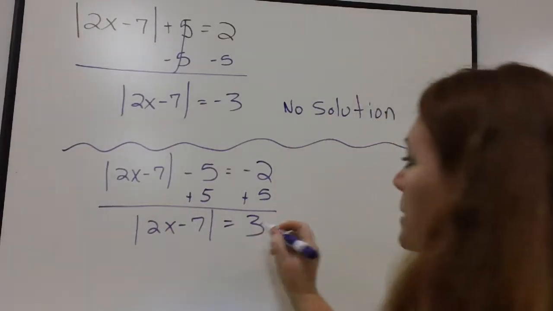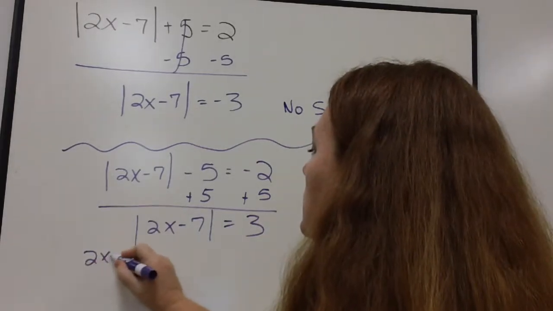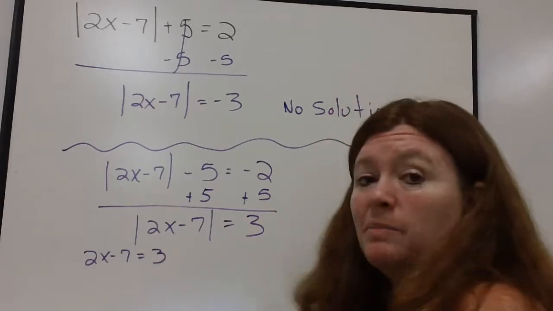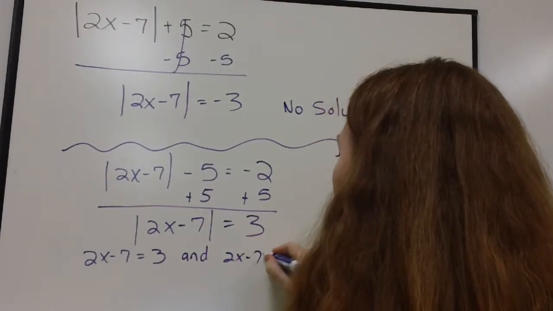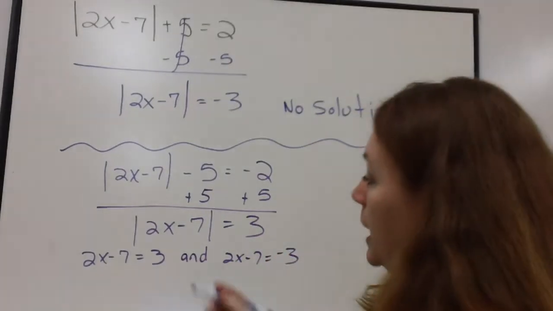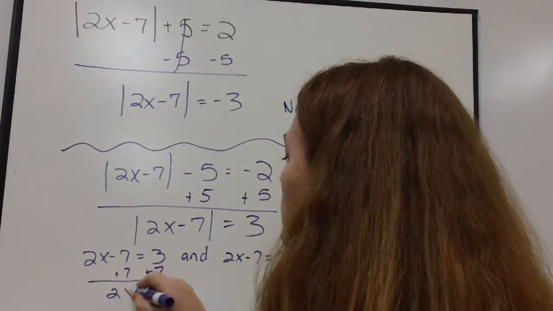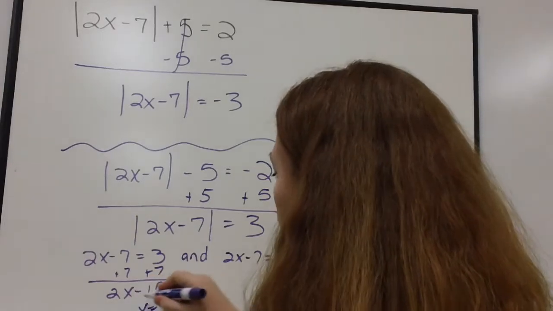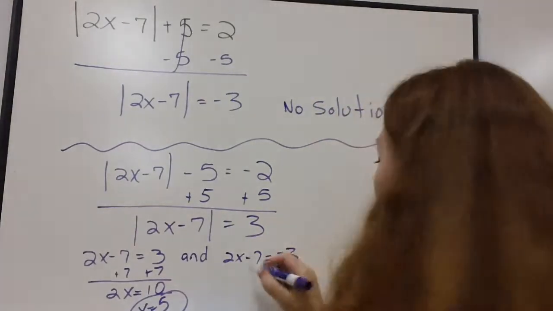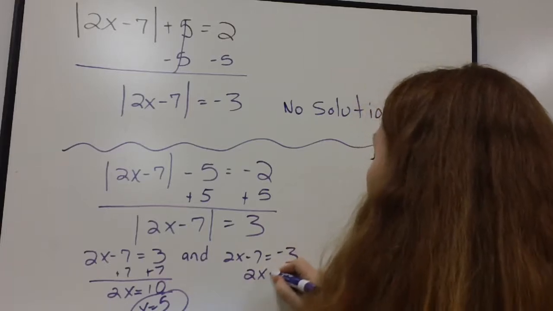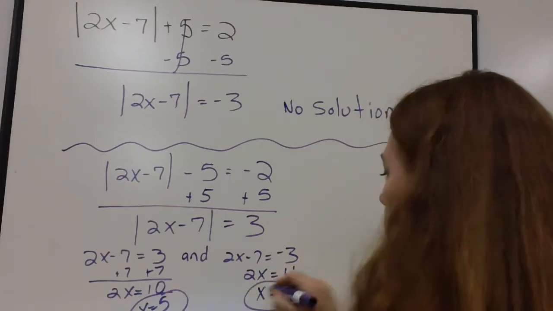And I can tell that because I have an absolute value equal to a positive. I again would then just set up my two equations. When is 2x minus 7 equal to 3? And 2x minus 7 could equal negative 3. Then when you add 7 to both sides, I get 2x equals 10, x is 5. Adding 7 to both sides gives me 2x equals 4. Divide by 2, and x is 2.